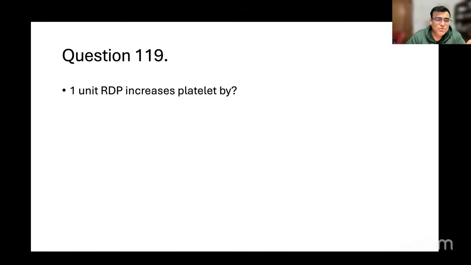There are two questions. Somebody said 1 unit of RDP increases platelets by around 10,000, and somebody said 1 unit of SDP increases it by 30 to 60,000. I'm not sure which was there, so I've included both.